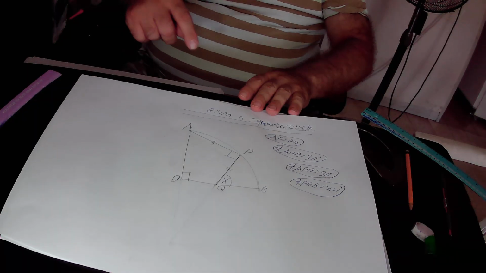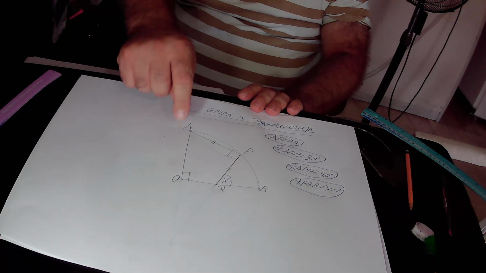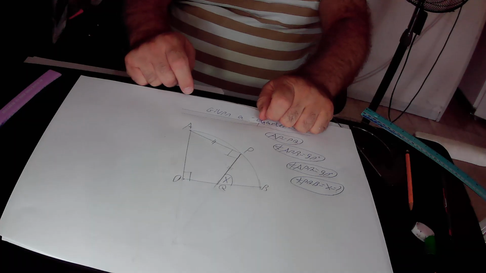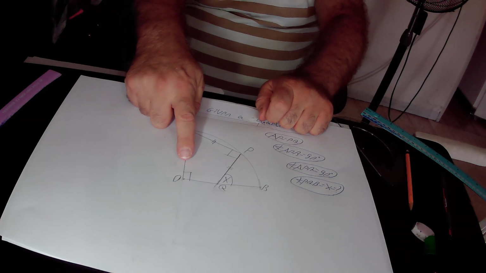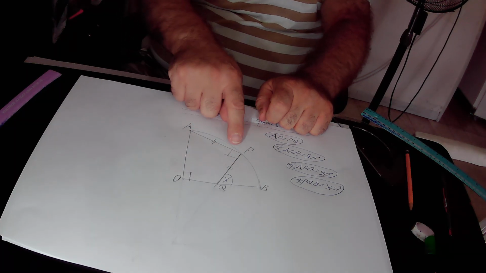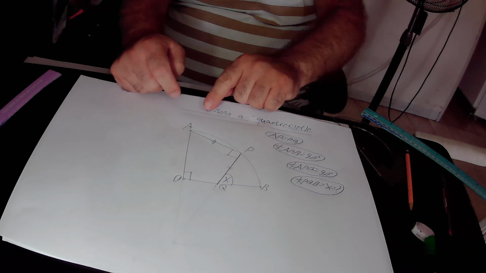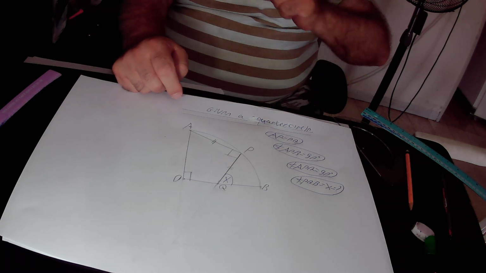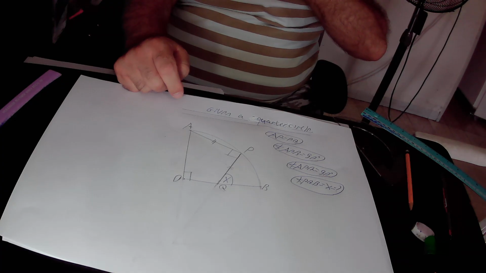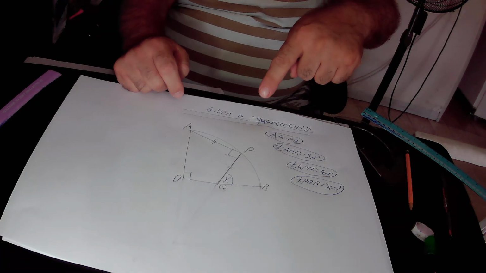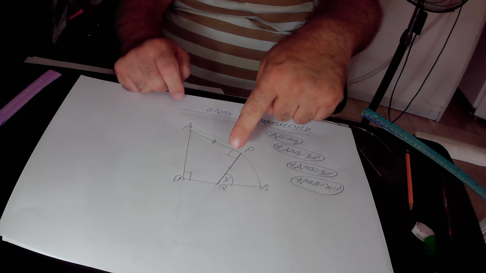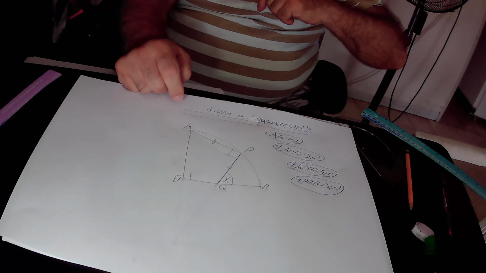In the drawing we have a quarter circle, AOB is a quarter circle. This is angle AOB, this is a right angle. Angle APQ is also a right angle. We know that AP equals PQ, and our task is to find out the value of angle PQB that is equal to x.